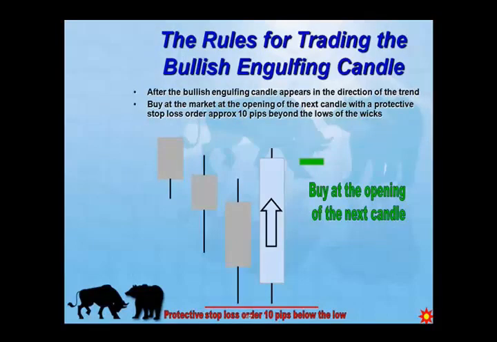Now, a bullish engulfing candle. The rule says we buy at the opening of the next candle. Here's bearish, bearish, bearish, and it gives us a bullish engulfing. We buy at the opening, and we place the stop loss 10 pips below. Very important: 10 pips below, we place the stop.